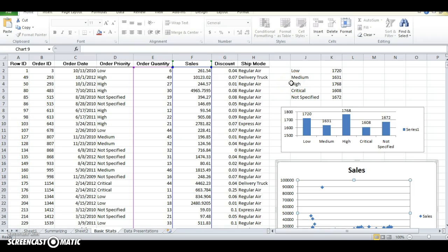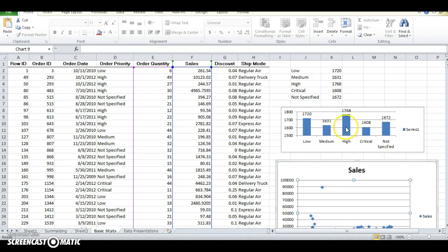So the histogram is probably the most appropriate analysis for this, because it allows you to see which one's the high and which one's the low, and you can make a whole series of inferences from it. So why is critical the lowest? Well, is it because some were not as urgent? That might be the case, but qualitatively, similar to FedEx or the post office, critical might be the most expensive option, as opposed to low.